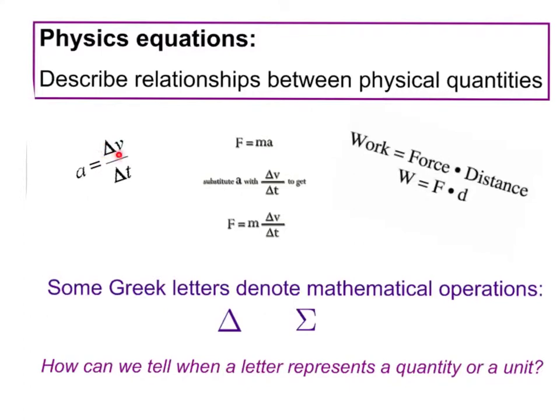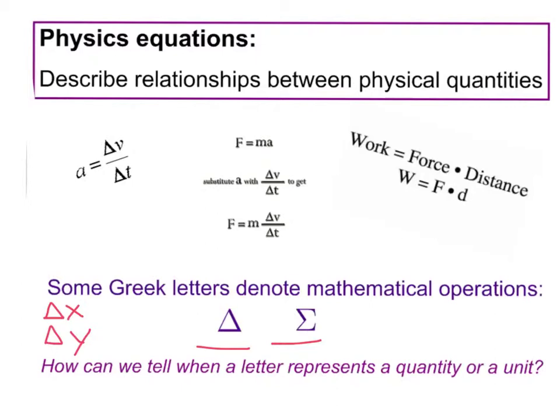Oftentimes, within equations, you'll see some Greek letters. You're going to see them a lot, like delta. That's capital delta in Greek, and it stands for change in. And you find the change in something by subtracting, taking the difference between those things. Some examples would be change in position, like change in x or change in y. The change in x or y would be those coordinates on a plane. And you find that by subtracting in order to find the difference.